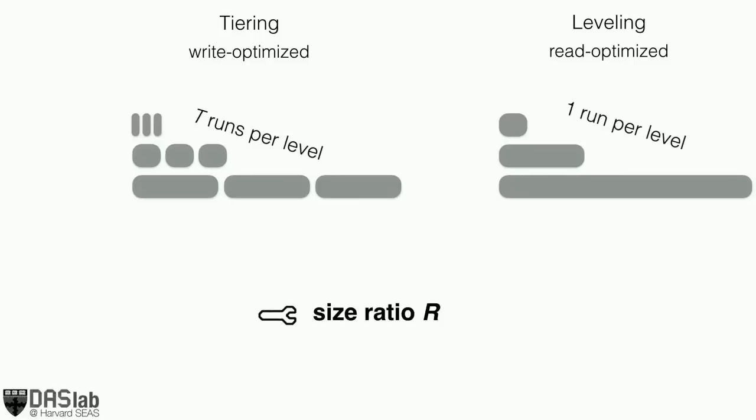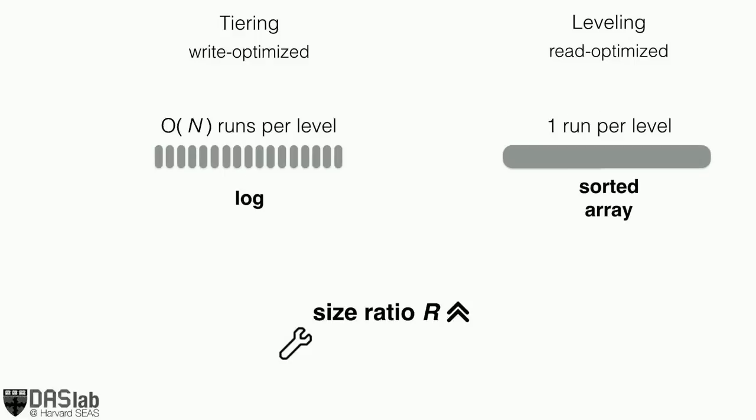On the other hand, suppose we set the size ratio to be really large, in fact, so large that the first level actually never runs out of capacity. At that point, a tiered LSM tree just degenerates into a log because you're never doing any merging at level one, whereas the leveled LSM tree degenerates into a sorted array because whenever the buffer flushes, you merge it with the single array that's already at level one.